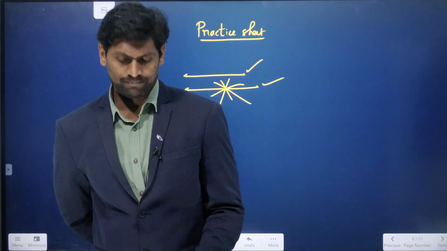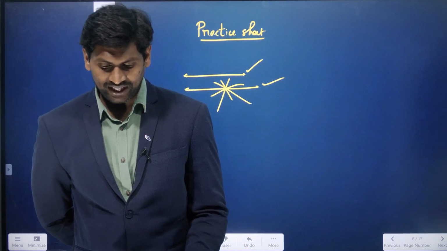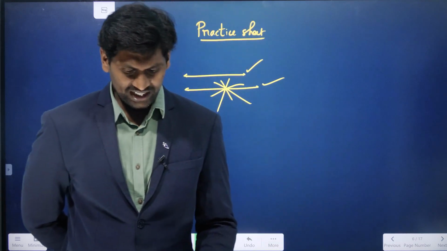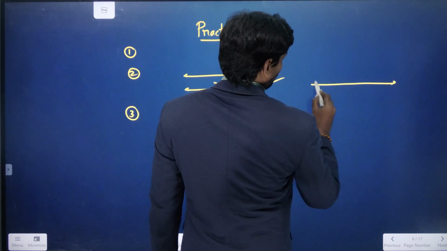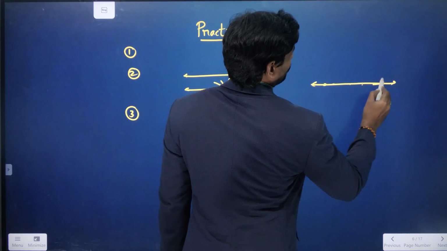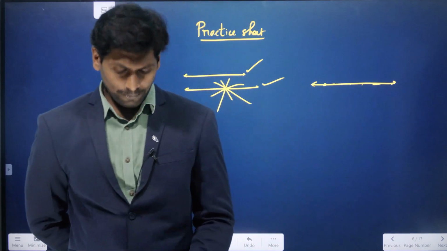Let us go to the second statement. A line contains an indefinite number of line segments. Yes, a line contains infinitely many, or indefinite, line segments. We can divide this line into so many line segments. So the second statement is true.